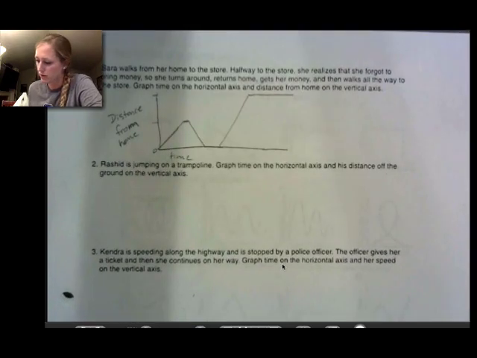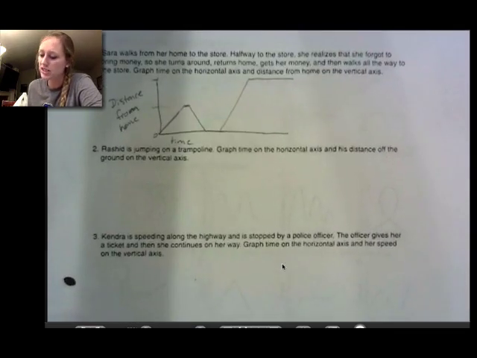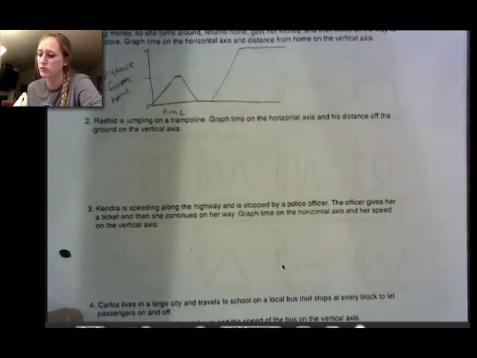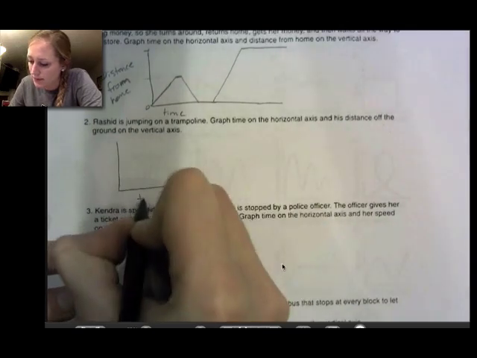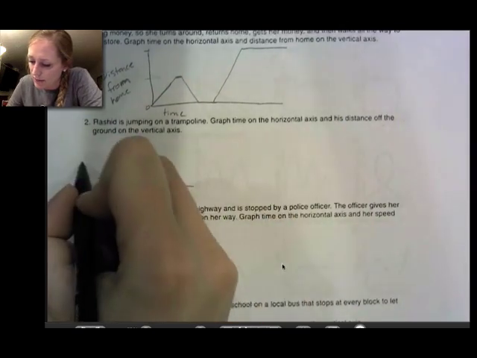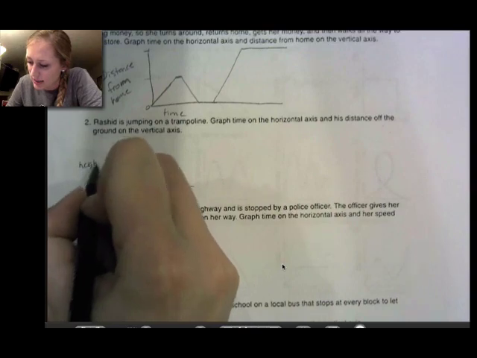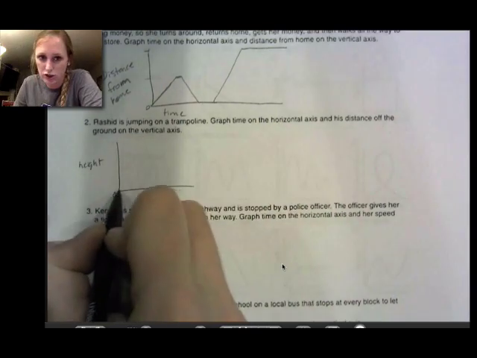Okay, let's do another one here. Rashid is jumping on a trampoline. Graph time on the horizontal axis and distance off the ground on the vertical axis. Okay, so time, and I'm going to put height. So 0 is he's on the trampoline, and then up in the air is every time he jumps.